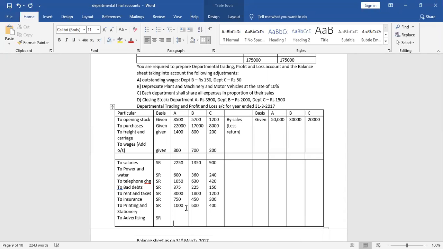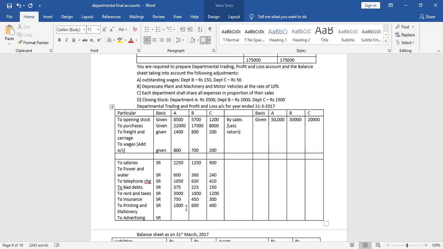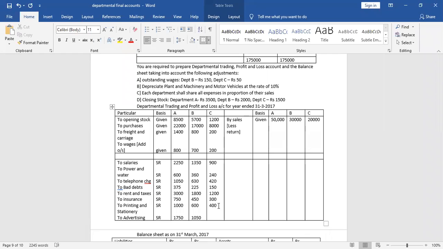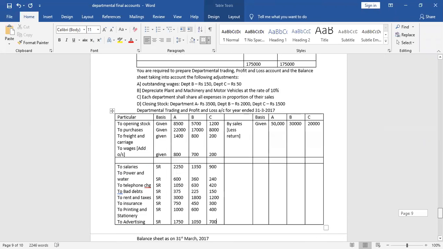3500 in 5/10, 3/10 and 2/10. Divide 3500 into 5/10, 3/10 and 2/10. You will get 1750, then 1050, and then the last one we will get 700. So this is also done.